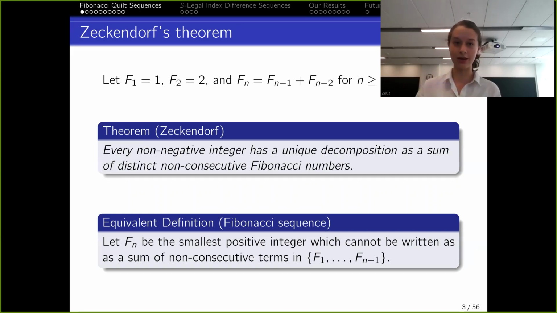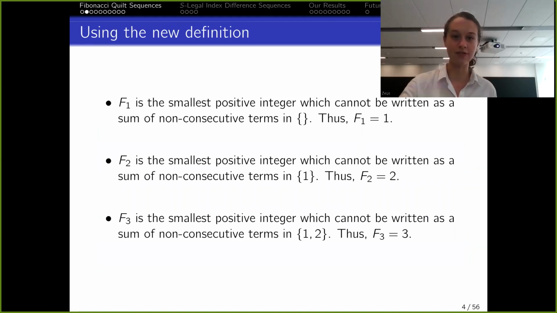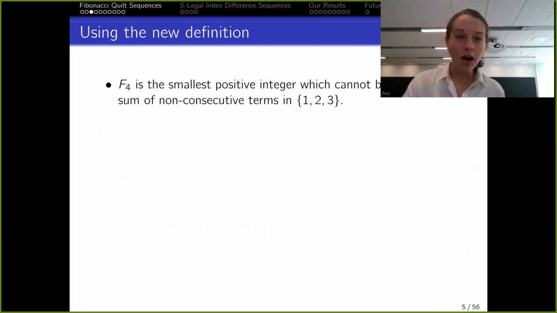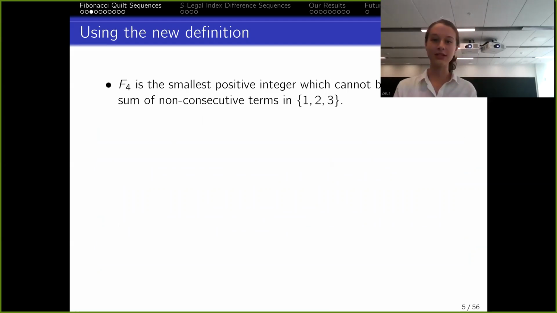To illustrate that this really does give us the Fibonacci numbers, for the first 3 Fibonacci numbers it's pretty easy to see that it's just going to be 1, 2, 3. For example, F3 will be 3 because it's the smallest positive integer which cannot be written as a sum of non-consecutive terms in 1 and 2, because 1 and 2 are consecutive. So the next one has to be 3. This continues to give us the Fibonacci sequence with this process.